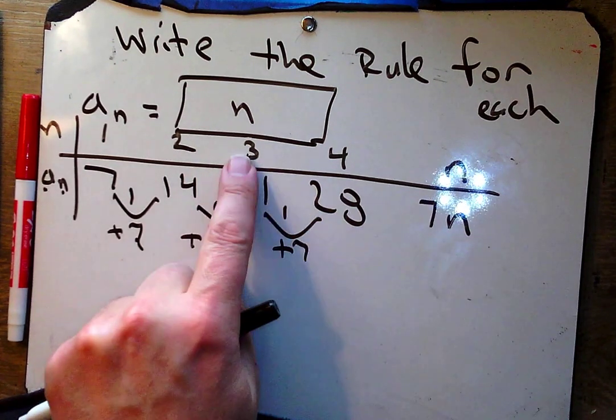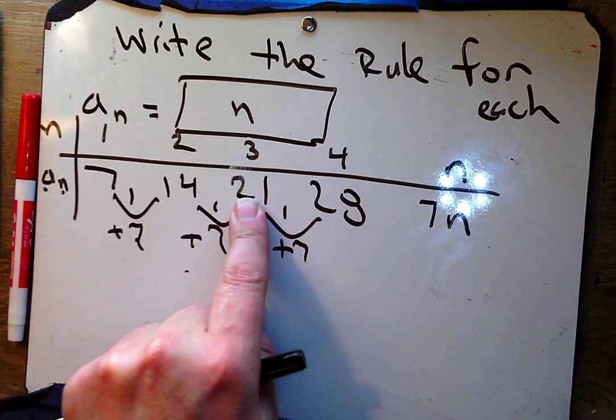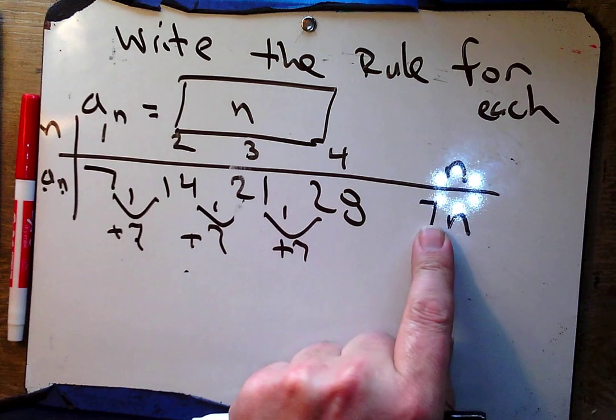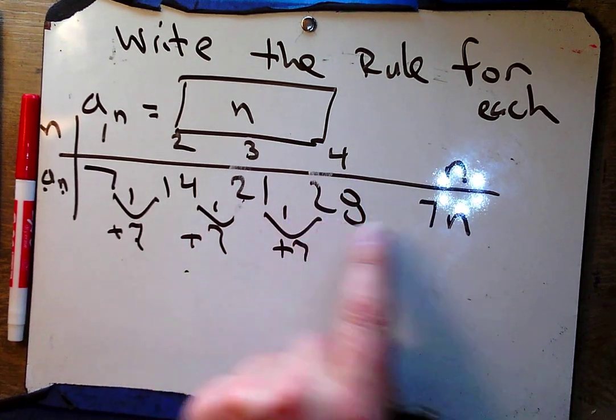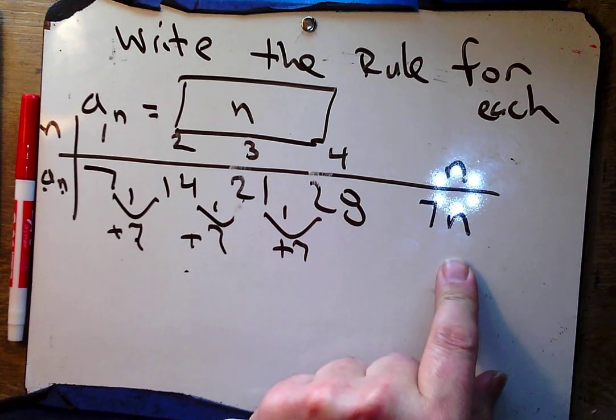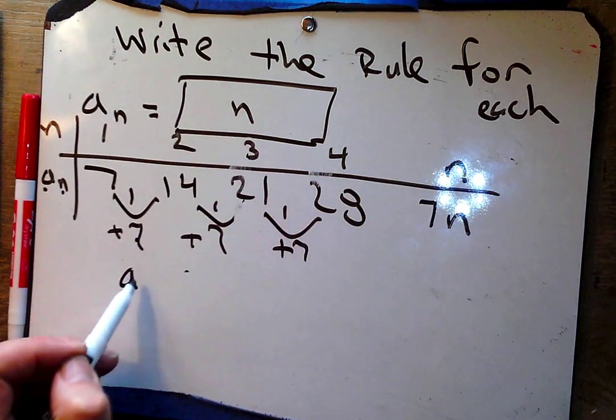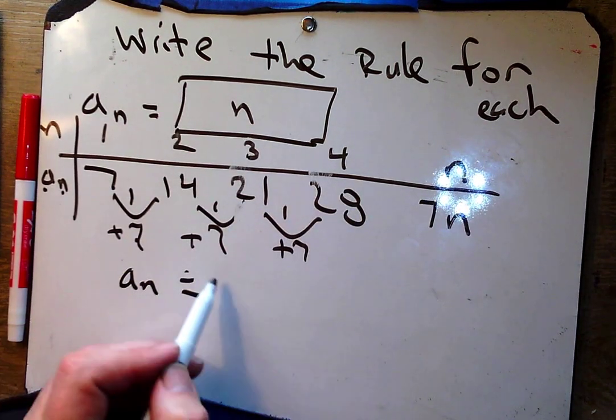Okay, if I plug in a 3, I should get 21. 7 times 3, oh, that is 21. If I plug in a 4, I should get 28. 4 times 7, that is 28. And guess what? That's my rule. I'm all done. It took 3 steps.